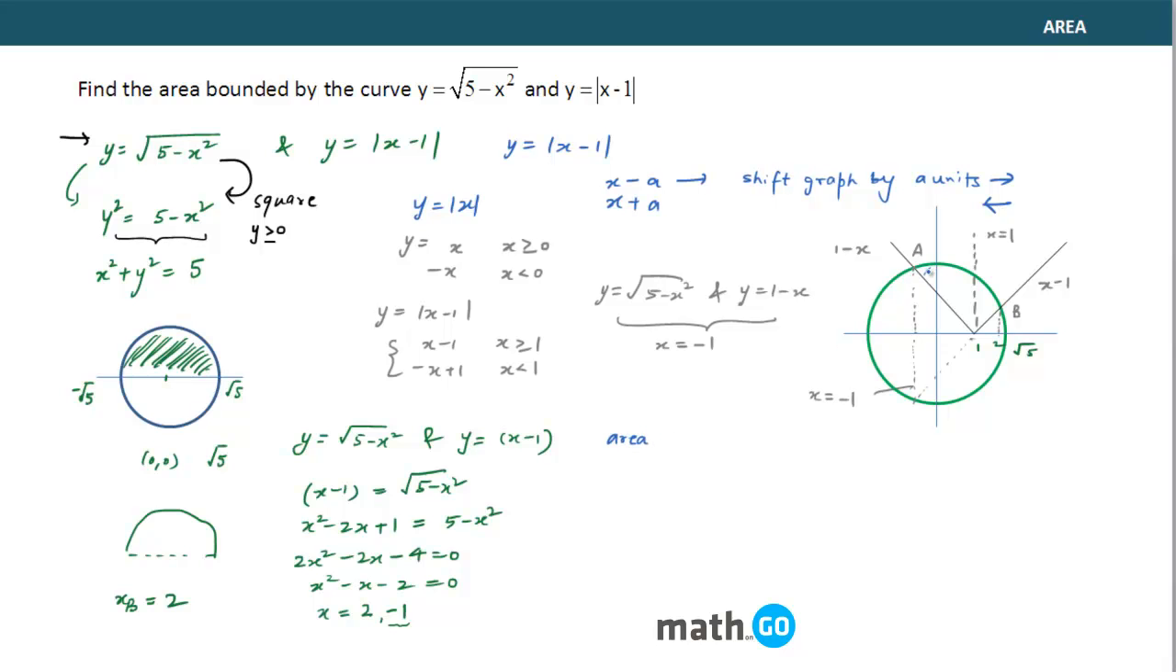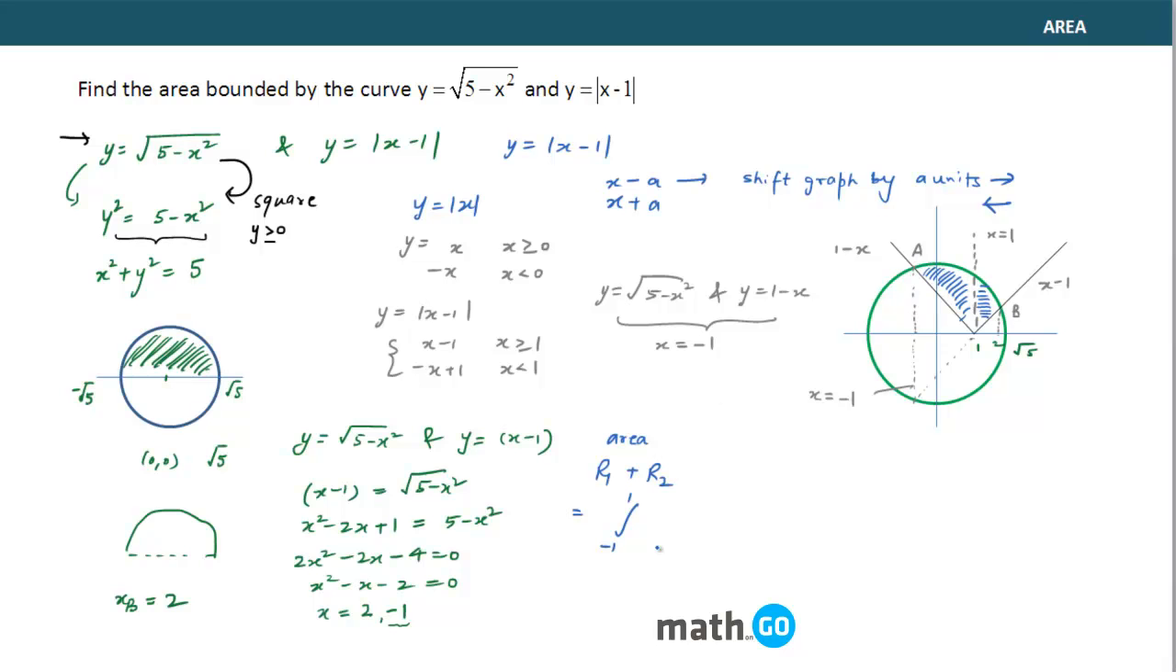So the area is actually divided in two regions. This is the first region, right? And this is your second region. So R1 plus R2 is the thing which is required. So how do you write R1? R1 is from minus 1 to 1, right? Minus 1 to 1. What is the upper curve?